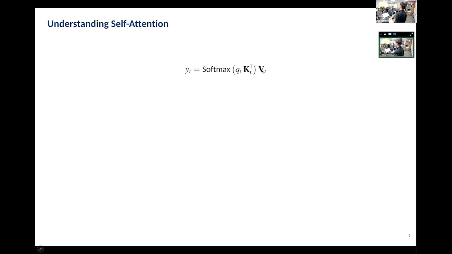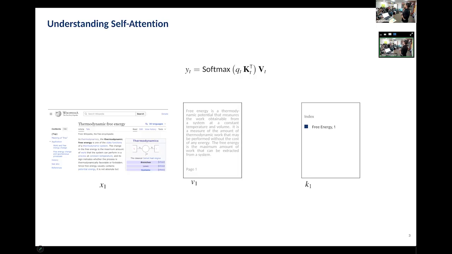What does this mean? Let's take an example: let's say you're trying to write a book, and you're not very creative, so you're just looking up the contents of the book on Wikipedia. Each page that you look at on Wikipedia is basically your input token X. Let's say we want to write a book about thermodynamics. The first thing I look up is going to be free energy. You take the information from this Wikipedia page and write it on one page of your book. This has the summary of what free energy is.